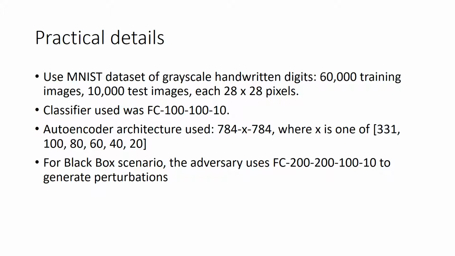The autoencoder that I use has an architecture of 784, K, 784, where K is the number of dimensions of the hidden layer. I consider K values of 330, 100, 80, 60, 40, and 20. For the fast gradient sign attack, I test my defense against attacks of epsilon values from 0 to 0.5 with a step size of 0.05.